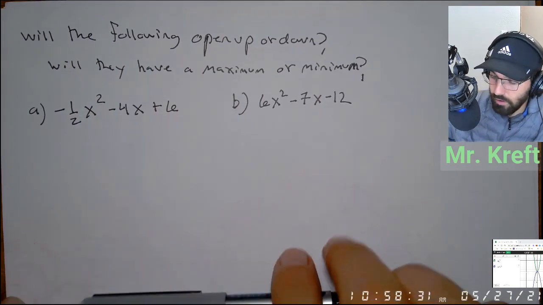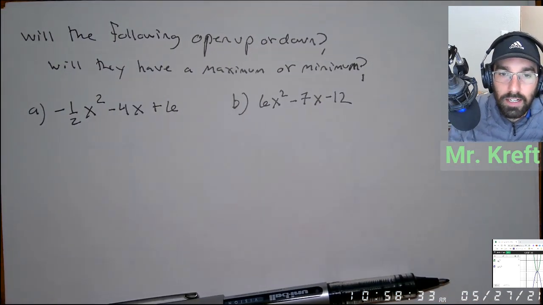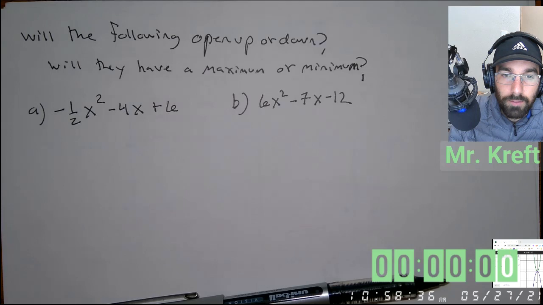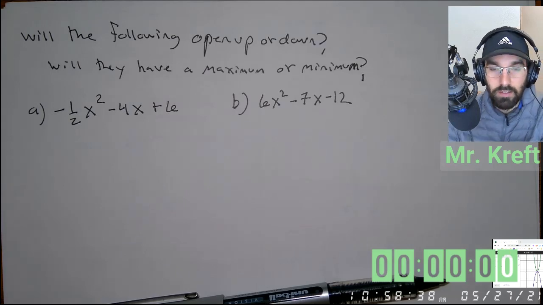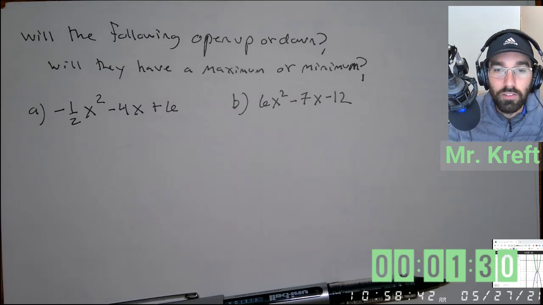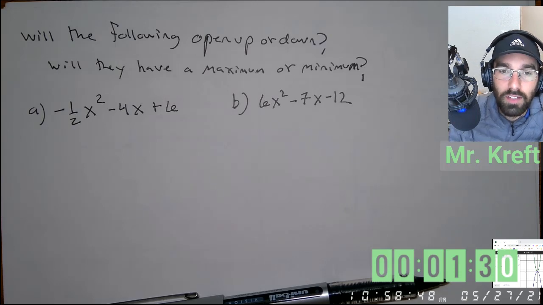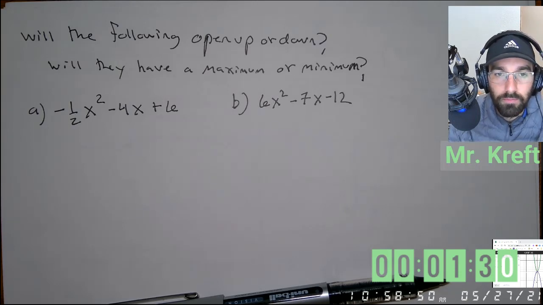Okay, so you're just going to look at these, and I'm going to give you a little bit of time to do this. Let's do a minute 30, because it should be quick since we don't have to use our graphing calculator. You're just looking: is it opening up or down? Does it have a max or a min? Use your notes.